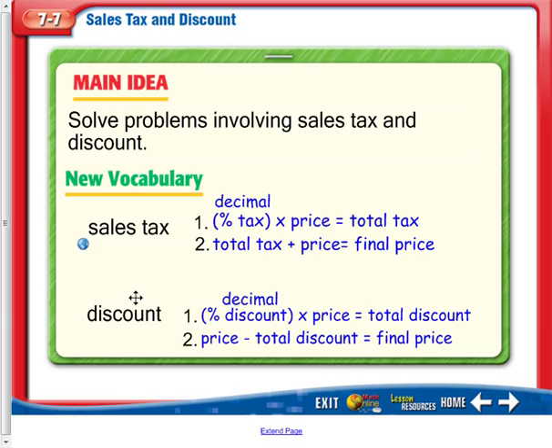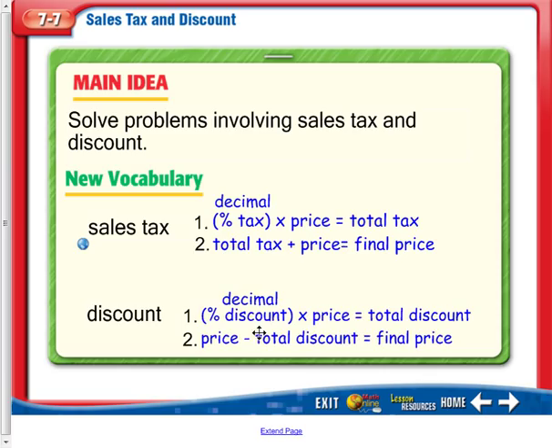Now, when you're given a discount, you want to take the same approach. You want to take the percentage discount as a decimal, multiply it by your price. That'll give you the total amount of discount. So maybe you get $5 off. Well, then you go back and take the original price. Maybe it's $25 minus your $5, and that'll equal your total price of $20.